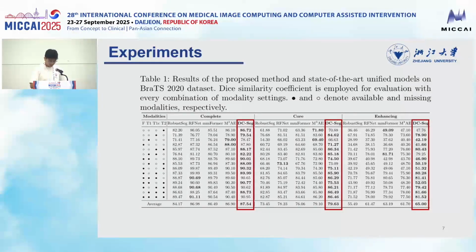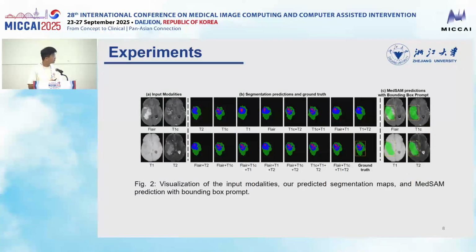Here are some experiments. We conducted experiments on the BRATS dataset, which consists of over 300 samples. Each sample includes 4 MRI modalities. The segmentation task focuses on 3 tumor subregions. And in this figure, we present visualization results. On the left are the 4 MRI modalities. In the middle are the results for the 15 missing modality scenarios along with the ground truth.